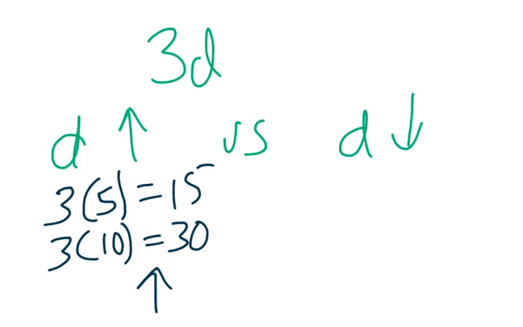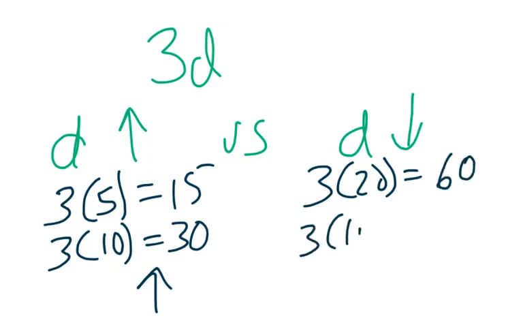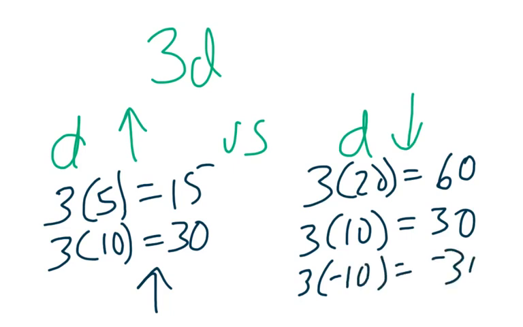Now, what happens if D decreases? You want to pick a number like 20. That gives you a value of 60. So as D keeps going down, now we go down to 10. That gives you 30. Now if we go to negative 10, that will give us negative 30. And so as D is decreasing, the overall expression is decreasing.